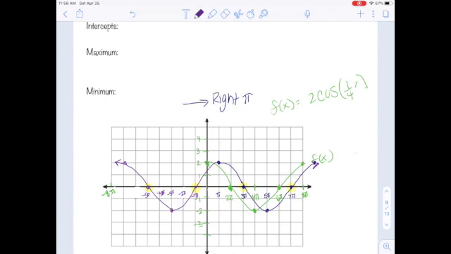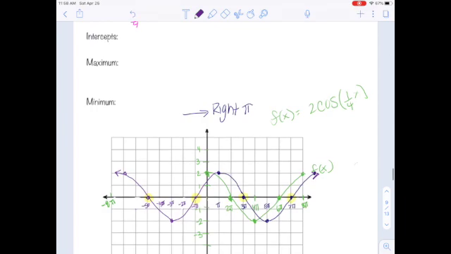So we've got 3 pi, 7 pi, and keep going. And also negative pi, negative 5 pi. So really multiples of 4 in either direction. You've got a maximum of 2 and a minimum of 2.